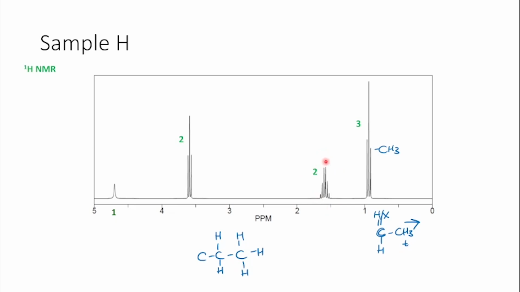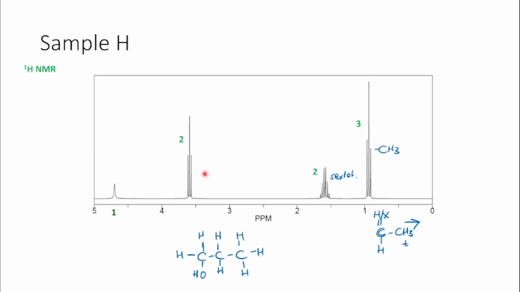This signal here has 1, 2, 3, 4, 5, 6 peaks. As a splitting pattern, it's a sextet, which means that the central protons probably need to be next to 5 other protons in order to get this sextet splitting pattern, which means that our alcohol is on one of our terminal carbons.